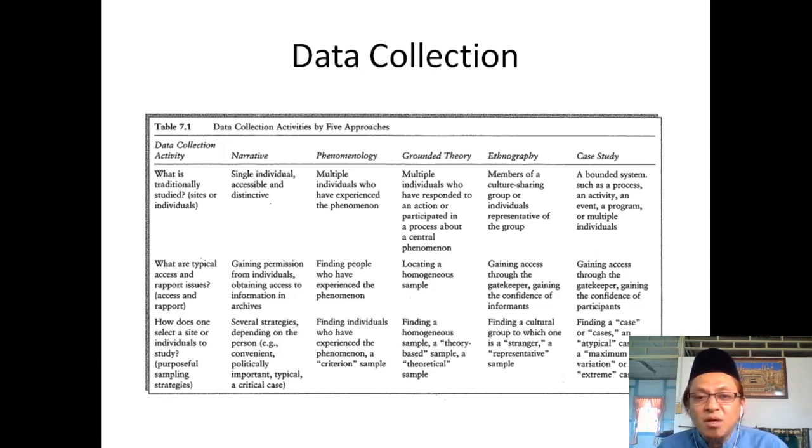Okay, sometimes in phenomenology there is another type of sampling called snowball sampling, because sometimes it's quite difficult to identify these homogeneous people who went through the same event or phenomenon. So one guy who had that experience may lead you to another person. Okay, grounded theory, finding a homogeneous sample, we call it theoretical sampling.